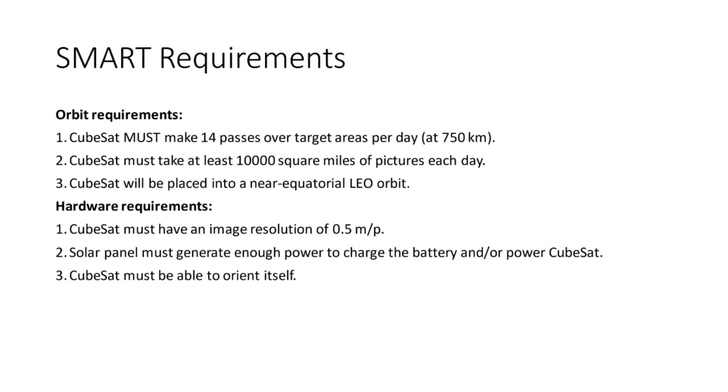The CubeSat must have a camera resolution of 0.5 megapixels to get accurate images. We determined that the solar panels must generate enough power to charge the battery and/or the Raspberry Pi. To maximize the data collection, the CubeSat should be able to orient itself.